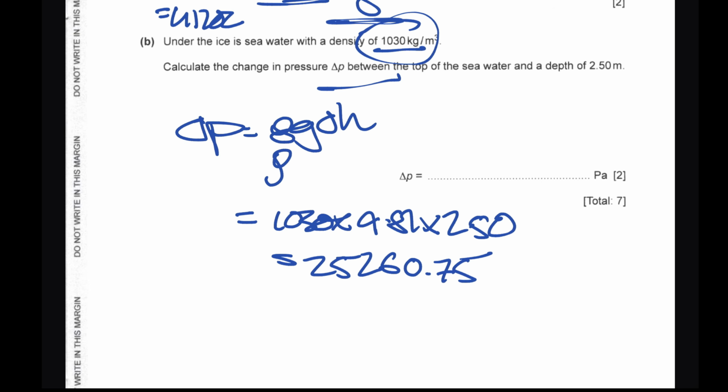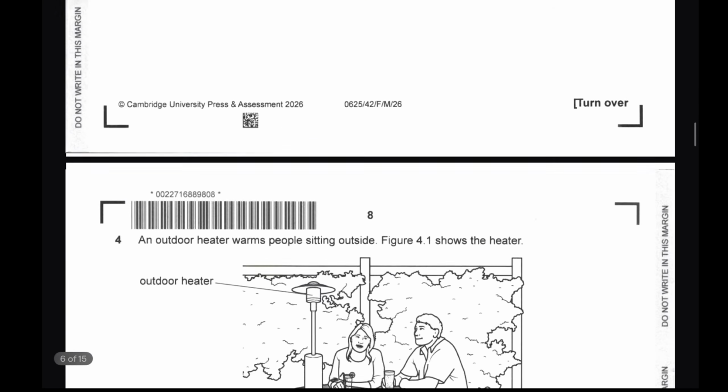So again, when we write this, 2 or 3 sig figs. Even if I write this to 3 sig figs, I can't write the 6. I know a lot of people would love to write that, but you can't. So your answer is going to be 25300 pascals. That's because the question values are in 3 sig figs, so your answer values have to be 3 sig figs also. All right, that's that. Done with question 3.